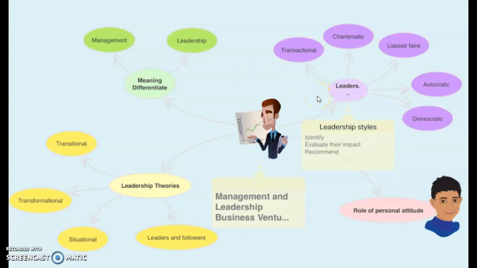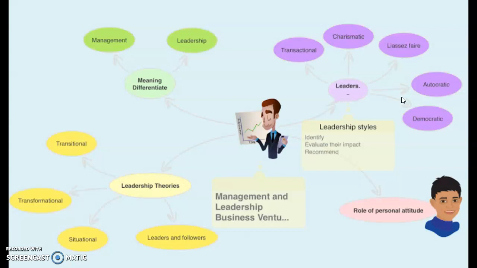And if we look at leadership styles, you can see that we have 5 of them. With each of these leadership styles, you're going to be able to identify them. You have to evaluate their impact on a business, as well as recommend which leadership style should be used for specific scenarios. Again, when I said you need to be able to identify them, you'll be given a scenario and then asked what type of leadership style is used in this scenario. And the 5 leadership styles are democratic, autocratic, laissez-faire, charismatic, and transactional.